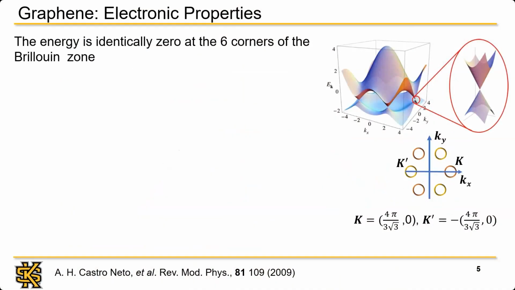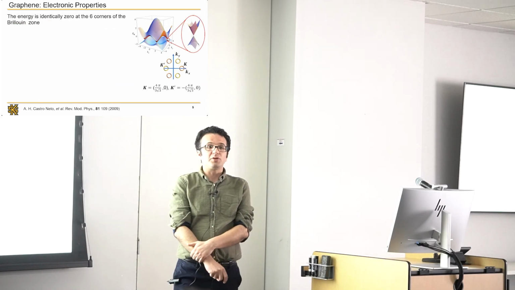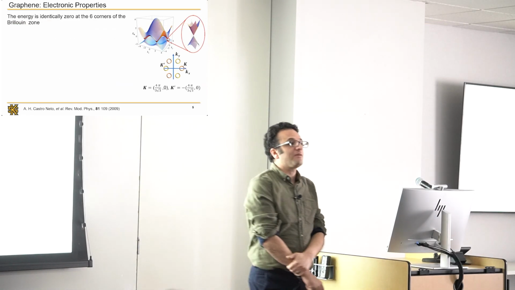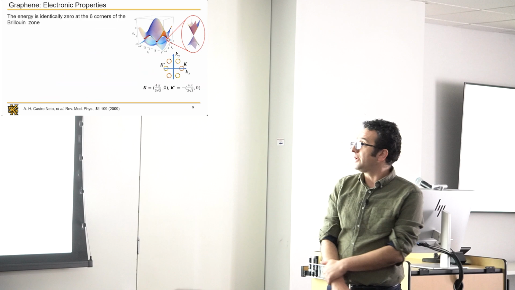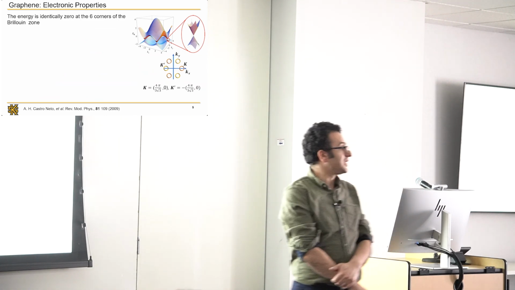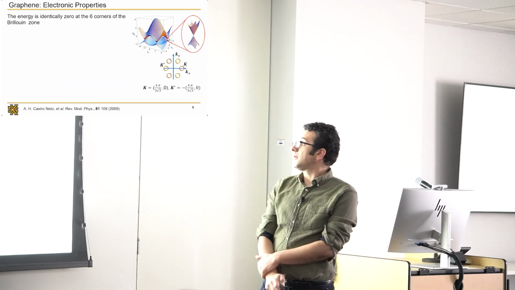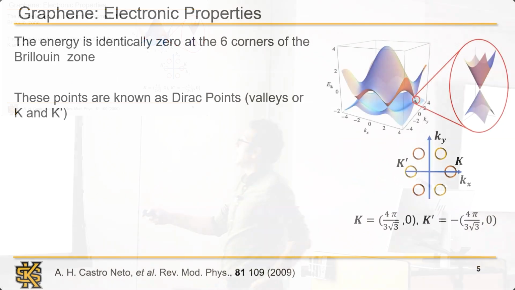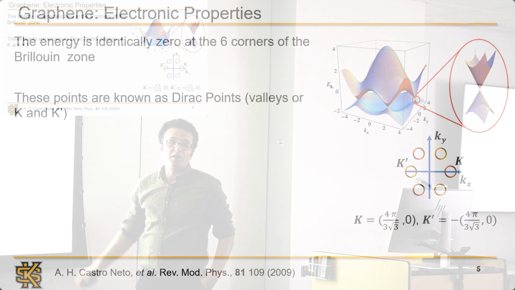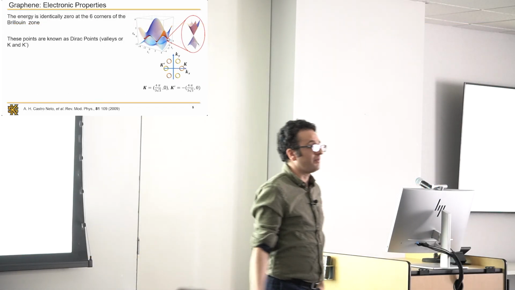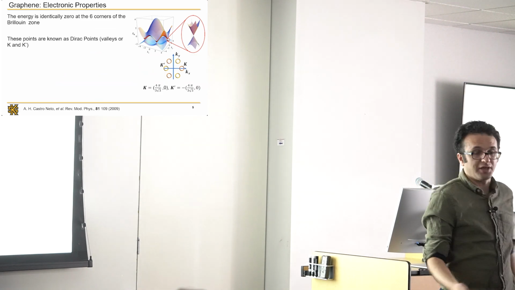So we diagonalize, we find E versus Kx and Ky because we're in 2 dimensions, and we find that there are 6 points in the Brillouin zone where the energy goes identically to 0. And these points are called either the valleys of graphene or the Dirac points of graphene. People use these 2 concepts interchangeably in the literature.